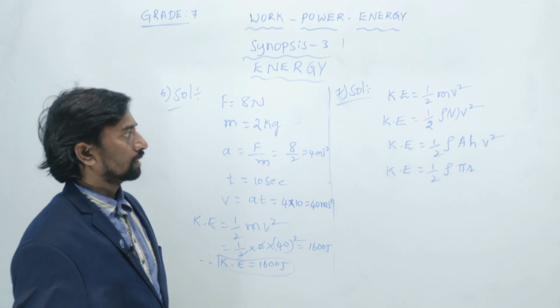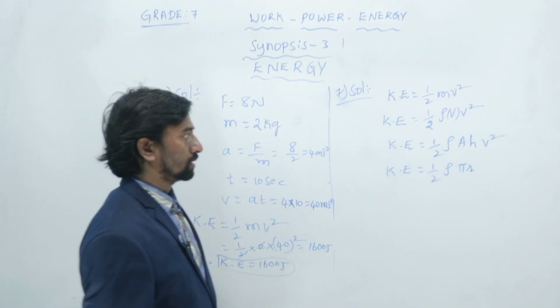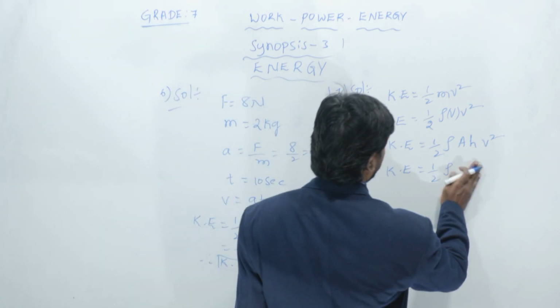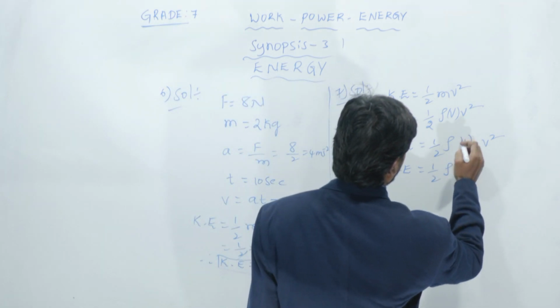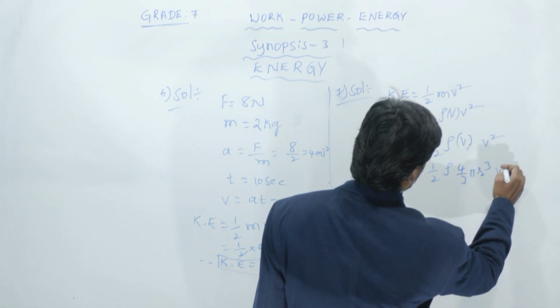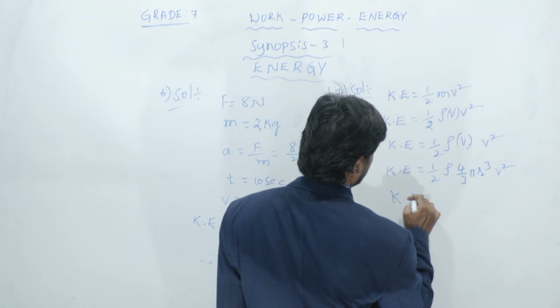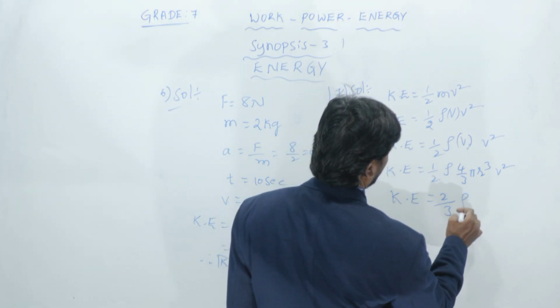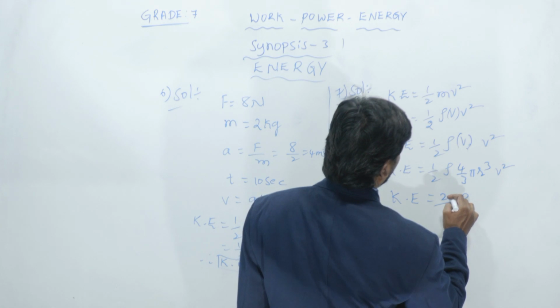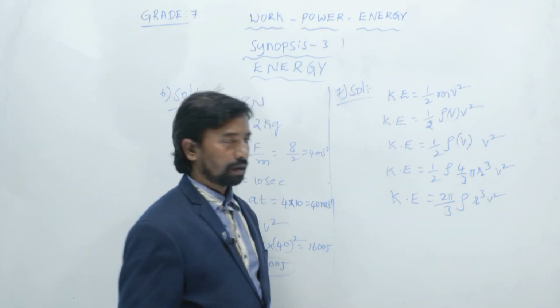Since they gave the radius, we can directly consider the volume of the sphere. No need to consider this one. The volume is 4 by 3 pi r cube. So kinetic energy is equal to 2 by 3 into rho into pi into r cube into v square.